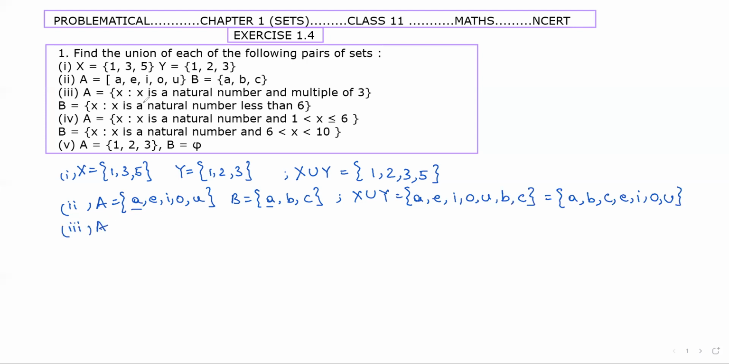A is a set of all x such that x is a natural number and a multiple of 3. So all natural numbers which are multiples of 3. So it would be 3, 6, 9, 12, 15, and so on. Second, B is a set of all x, x is a natural number less than 6. Natural numbers less than 6 would be 1, 2, 3, 4, and 5.